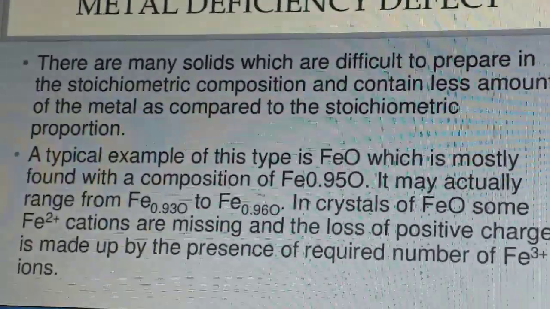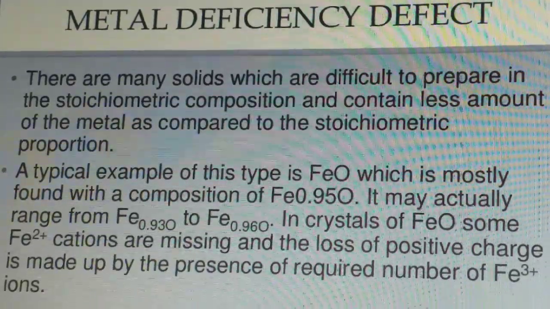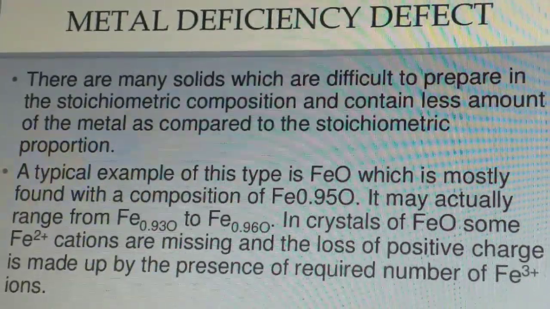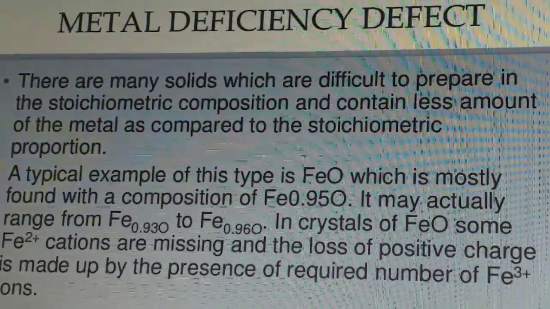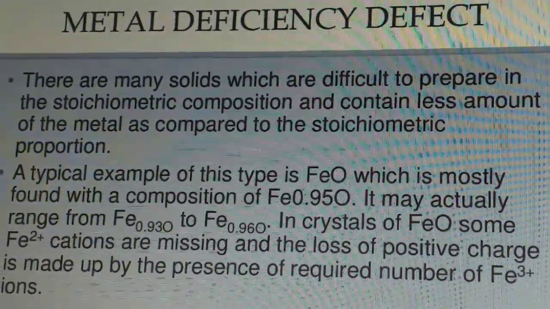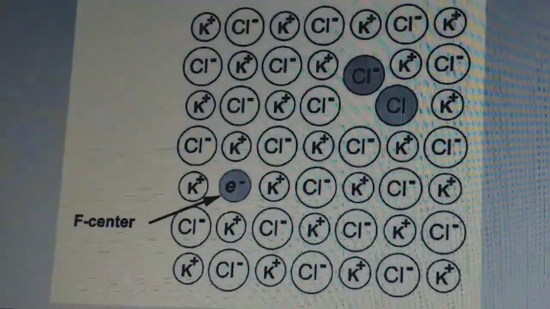In crystals of FeO, some Fe2+ cations are missing, and the loss of positive charge is made up by the presence of the required number of Fe3+. That means 3 Fe2+ are replaced by 2 Fe3+. And the F center diagram is given, you can see.